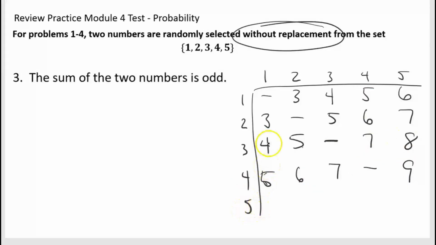Last row. 5 plus 1 is 6. 5 plus 2 is 7. 5 plus 3 is 8. 5 plus 4 is 9. 5 plus 5 is 10, but that's out of the picture.